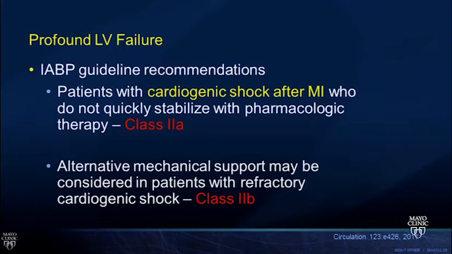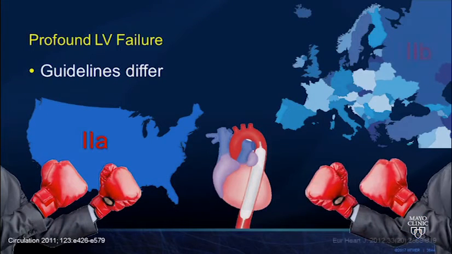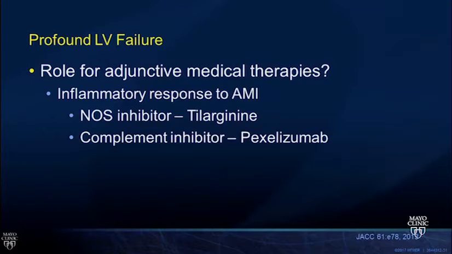When you look at the results of the SHOCK 2 trial, it says there's not really overwhelming data that tells us we should be doing this, and so while we have a 2A recommendation, Europe says, well, maybe 2B. And so when you have patients presenting with unstable hemodynamics, make sure that you're optimizing their volume status, that you're reaching for the right drugs, and then if necessary, you can turn to the intra-aortic balloon pump or alternative mechanical support.